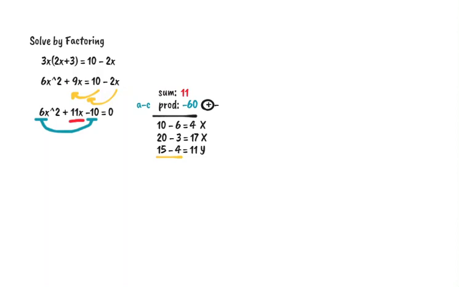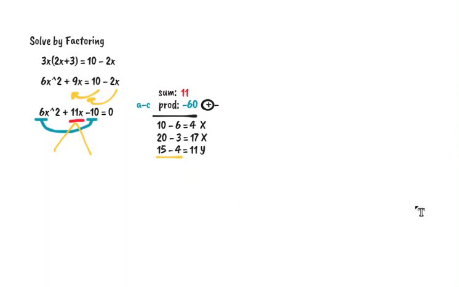Okay, so we are going to rewrite our original set equal to 0, and we are going to split up this 11x into the sum of 15x minus 4x.